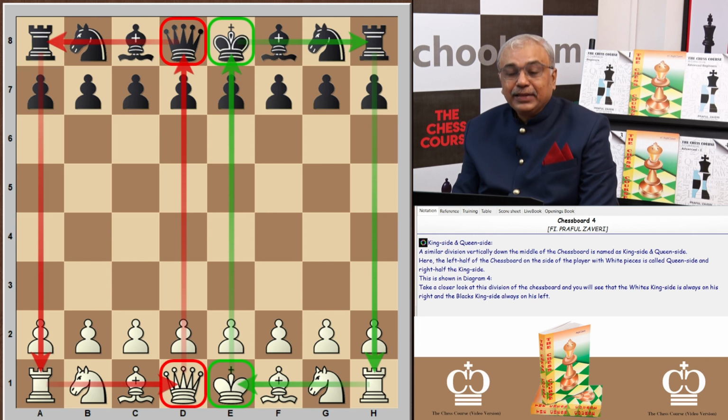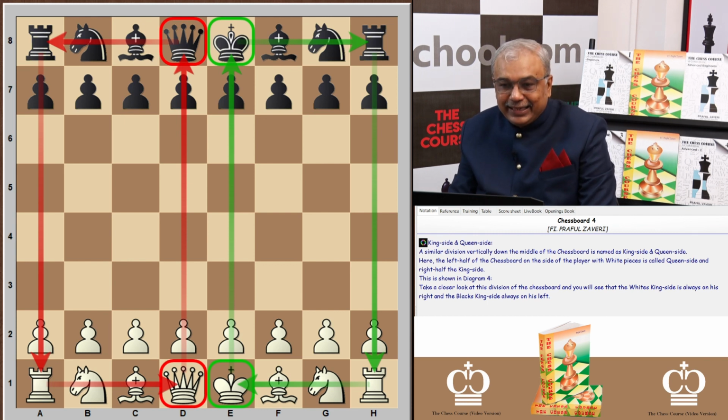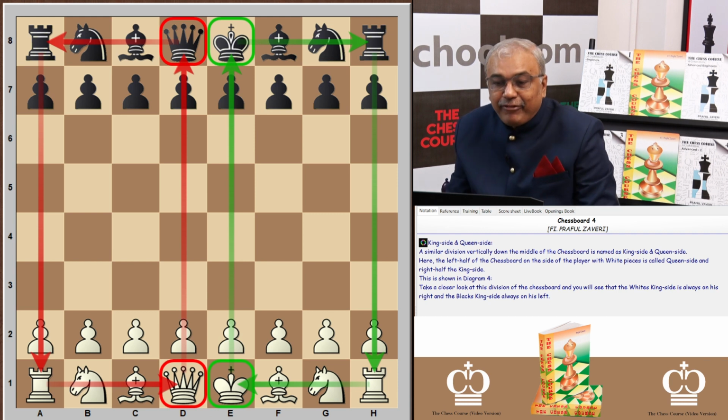And a similar demarcation vertically down the middle of the chessboard is named king side and queen side. Here the left half of the chessboard on the side of the player with white pieces is called queen side, and the right half the king side. If we take a closer look at the division of the chessboard, you will see that white's king side is always on his right and black's king side always on his left.